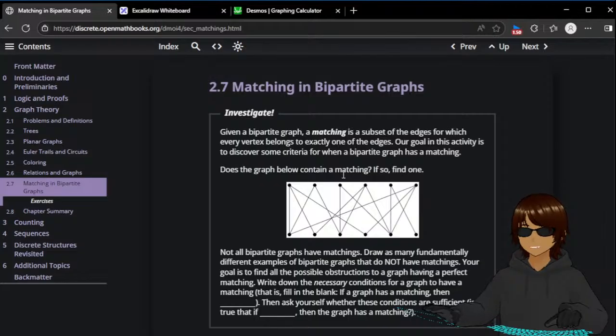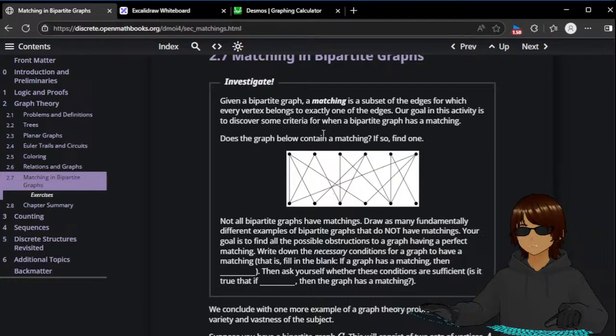Does the graph below contain a matching? If so, find one. Not all bipartite graphs have matching. Draw as many fundamentally different examples of bipartite graphs that do not have matchings. So every vertex belongs to exactly one of the edges. So it's a subset of edges, right? So a vertex cannot have multiple edges. A vertex can only have one edge, right? Every vertex belongs to exactly one edge.